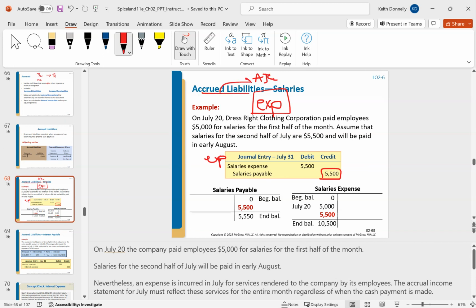Right? We're at the end of the period, we got to accrue that up. And then next period, right, we're actually going to pay that. If it was like that, then it would be the flip side of that. It would be debit salaries payable, credit cash, right?